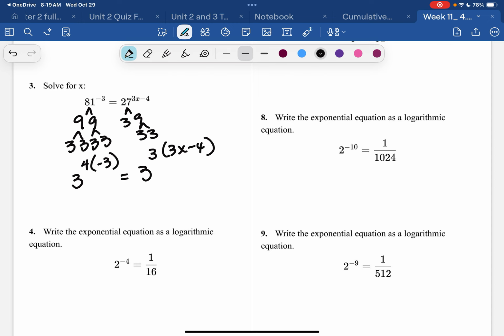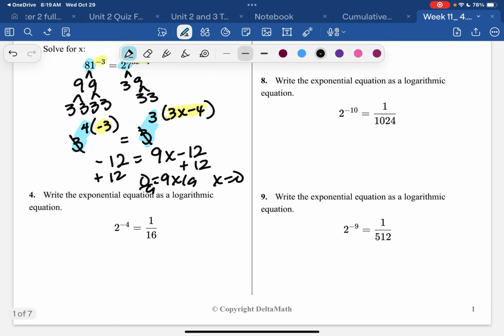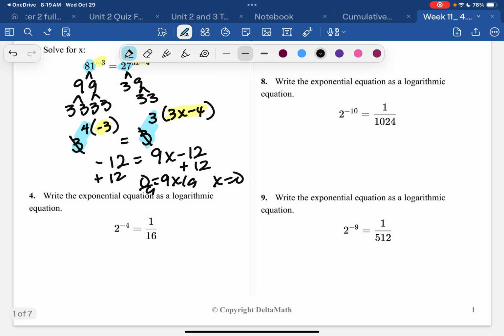3x minus 4. So essentially, make sure you understand what's happening. I am replacing 81 with the 3 to the 4th. And I am replacing the 27 with the 3 to the 3rd. And then the exponent just comes down. Okay, so then I cancel my 3's. And you would solve negative 12 equals 9x minus 12. Add 12, add 12. 0 equals 9x. Divide by 9, divide by 9. X equals 0.